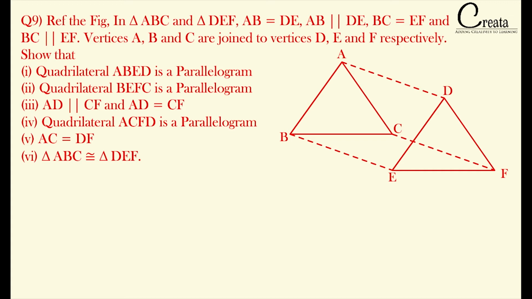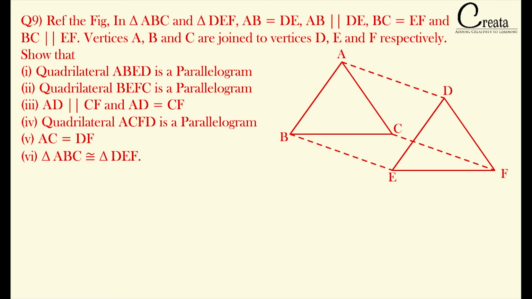First, quadrilateral ABED is a parallelogram. Second, quadrilateral BEFC is a parallelogram. Third, AD is parallel to CF and AD is equal to CF. Fourth, quadrilateral ACFD is a parallelogram. Fifth, AC is equal to DF. And sixth, triangle ABC is congruent to triangle DEF.